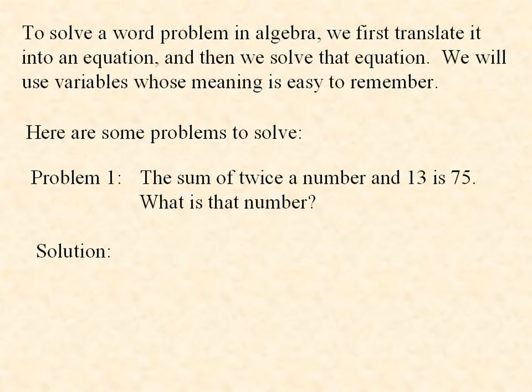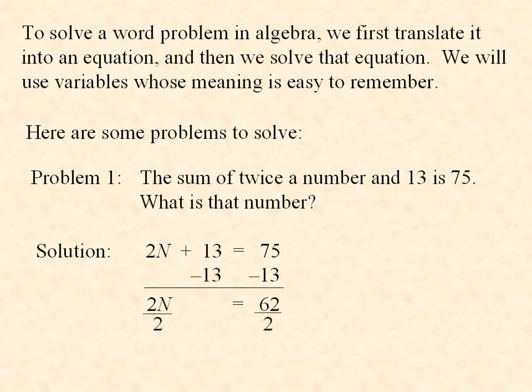Well, we will use the variable n for the number, and this translates as 2n plus 13. The sum of twice a number and 13 is equal to 75. Then we go through the steps to solve the equation. Add negative 13 to both sides, and that gives us 2n is 62. Divide both sides by 2, and we find the number is 31.